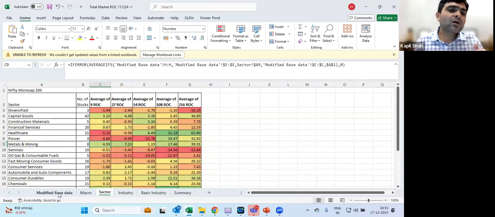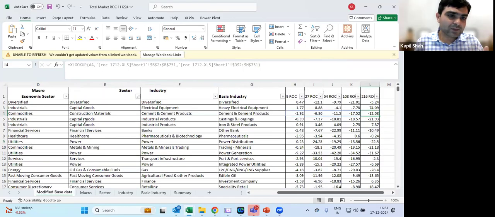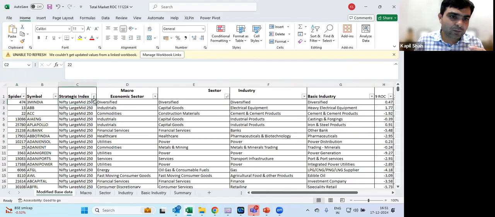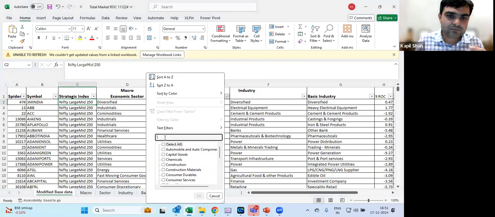Now let's look at what the stocks in this are. So I simply go over here, and this is my entire market cap, right? And within my market cap, I look at the textile stocks.